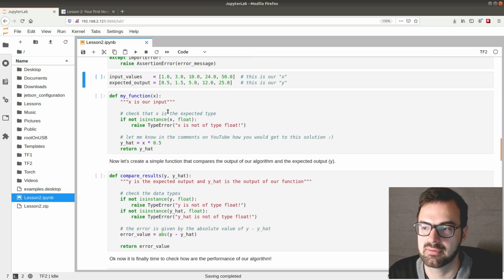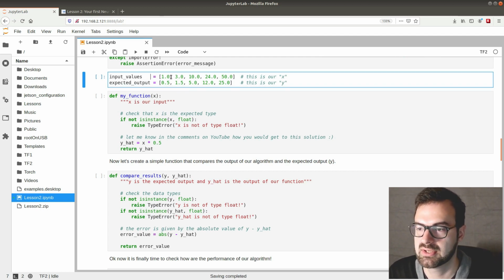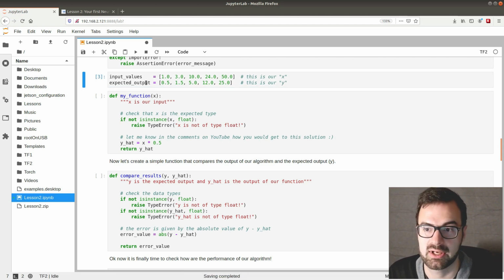So let's start from the data itself. Let's say we have our input values and our expected output from the customer that look like this as a list or array, so that we can assign the two variables. Then we have the input 1.0, the expected output is 0.5, 3, 1.5, 10, 5, and so forth. As you can see, it's pretty intuitive that the output y is nothing else than half of the input. 1 divided by 2 is 0.5, 3 divided by 2 is 1.5, and so on.